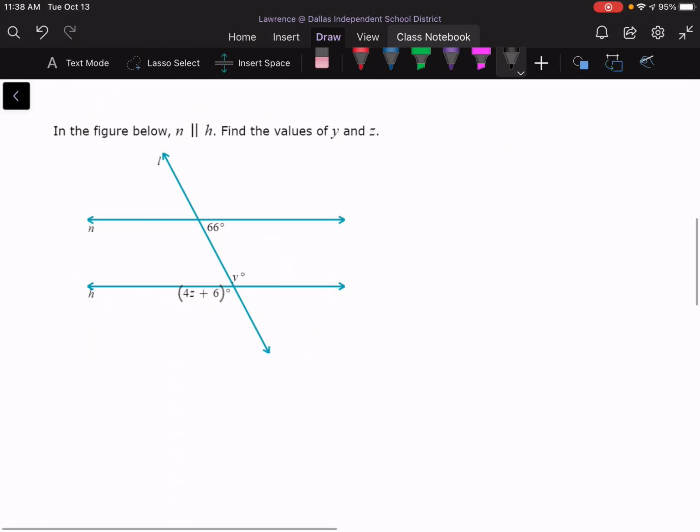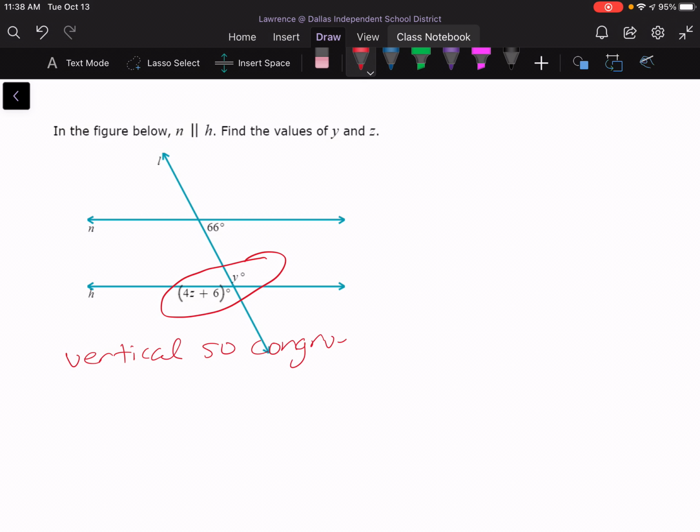Same idea. I just need to sort of decide. So a couple things that I see when I look at this problem is this. First thing I see is that these two angles are vertical angles, so they are congruent. So they're congruent or equal. The problem is I have z and y, so I'm going to have to deal with one of them first before I can deal with a vertical angle. So, we'll come back to that.